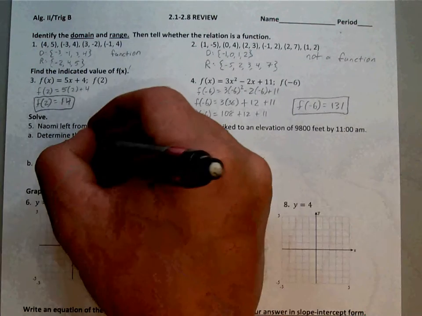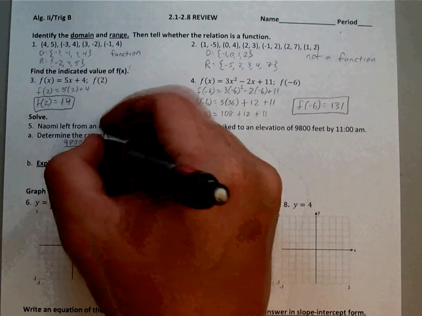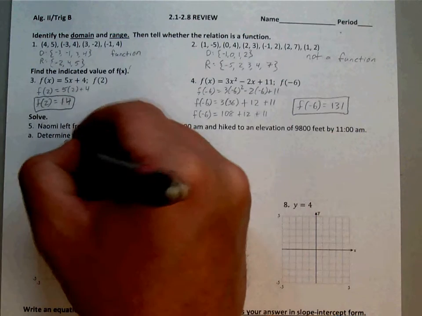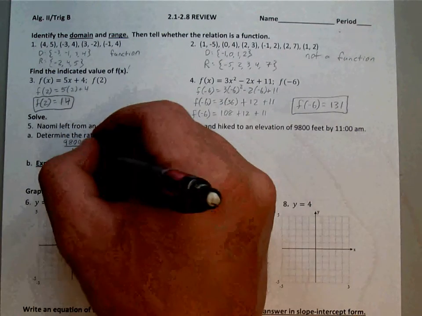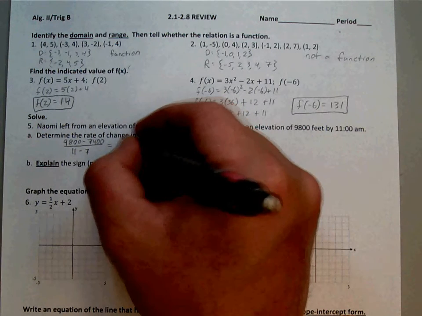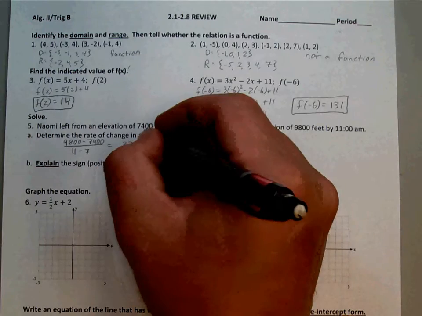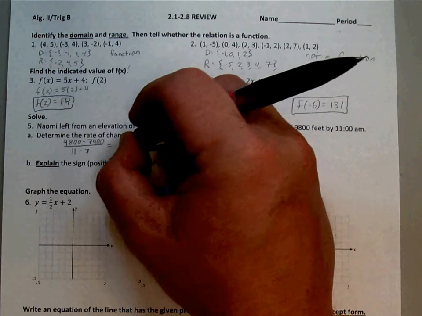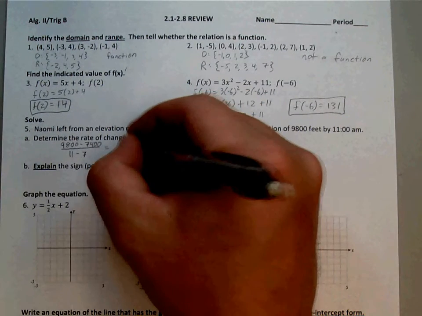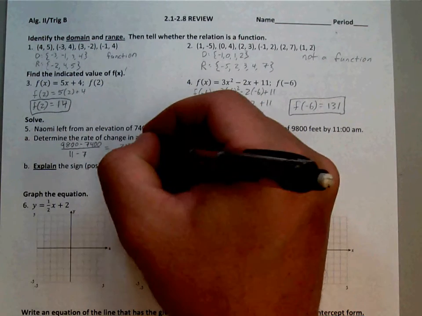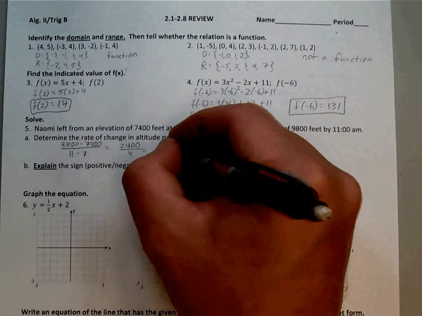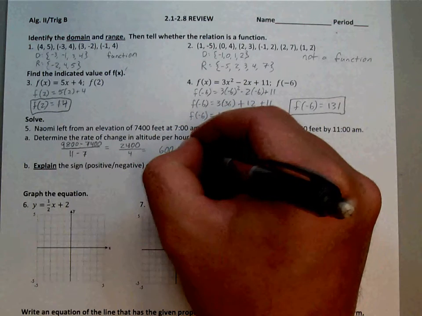We ended at 9,800 feet, so that'd be like my y2. So from it, subtract our original height of 7,400. So we ended at 11, began at 7. So 9,800 minus 7,400 is 2,200. That's right, 2,400, my bad. And then 11 minus 7 is 4. 2,400 divided by 4 is 600 feet per hour.